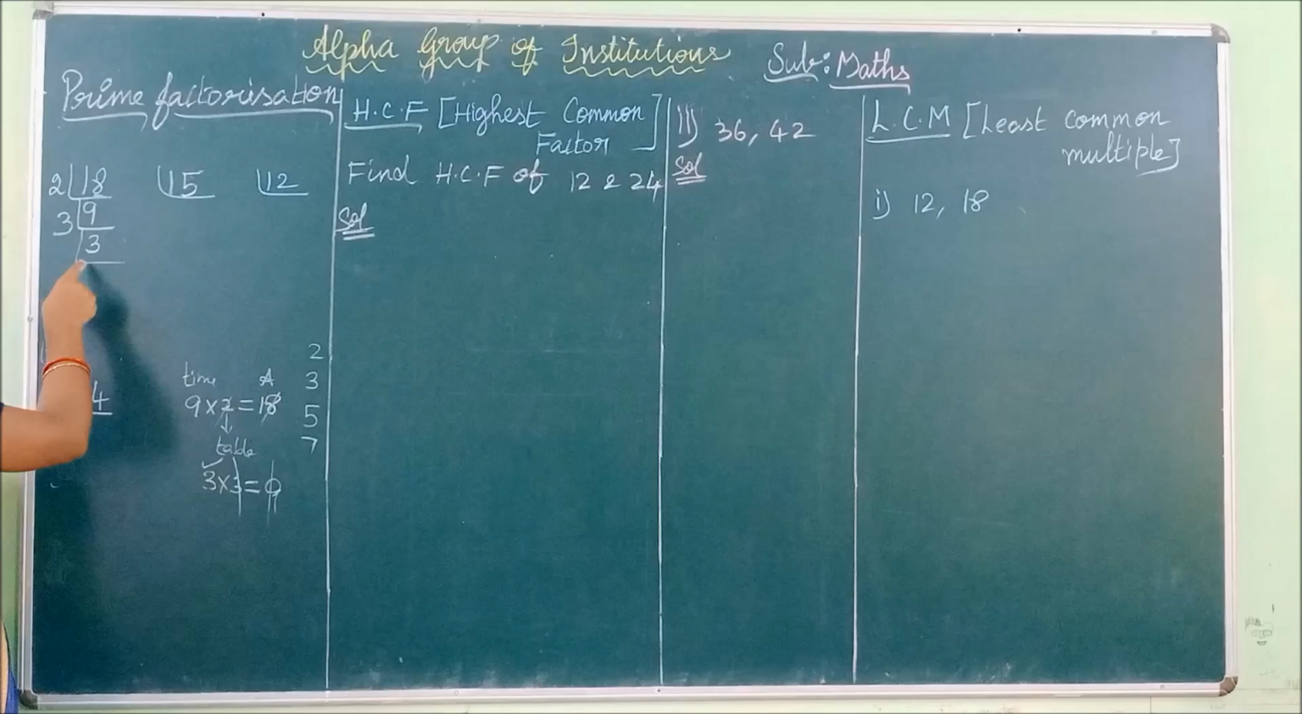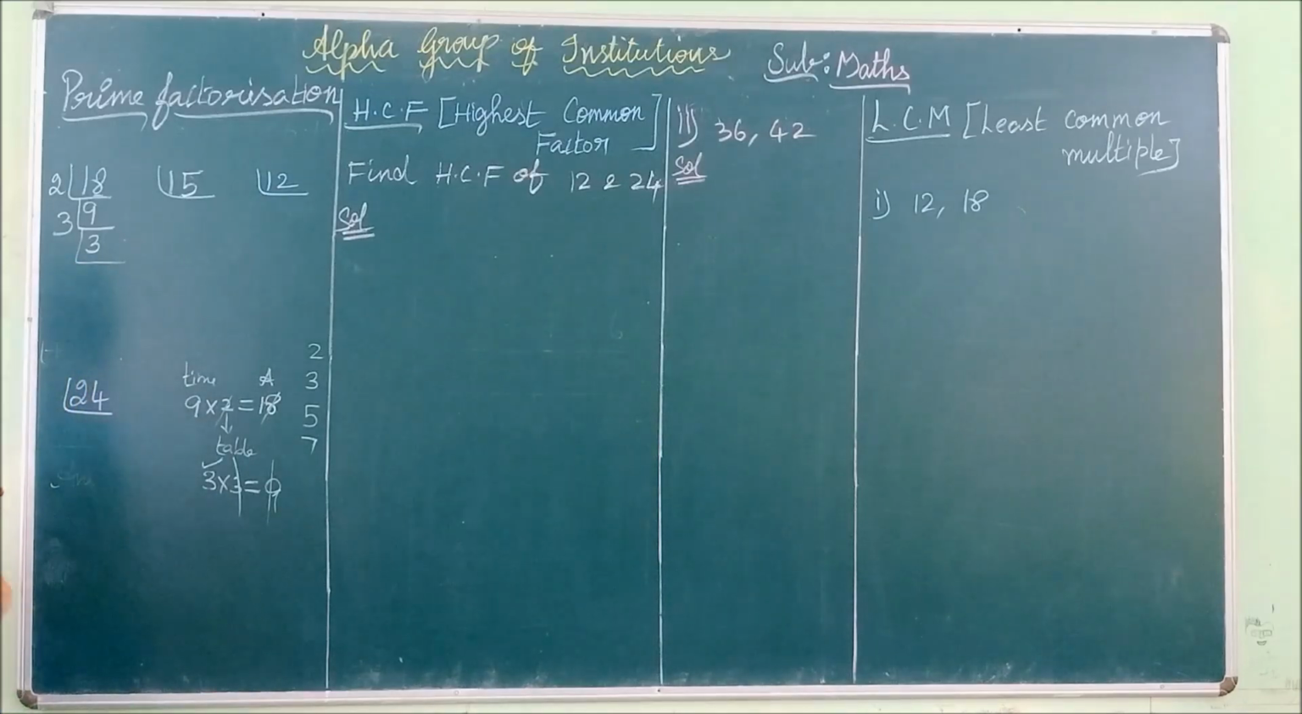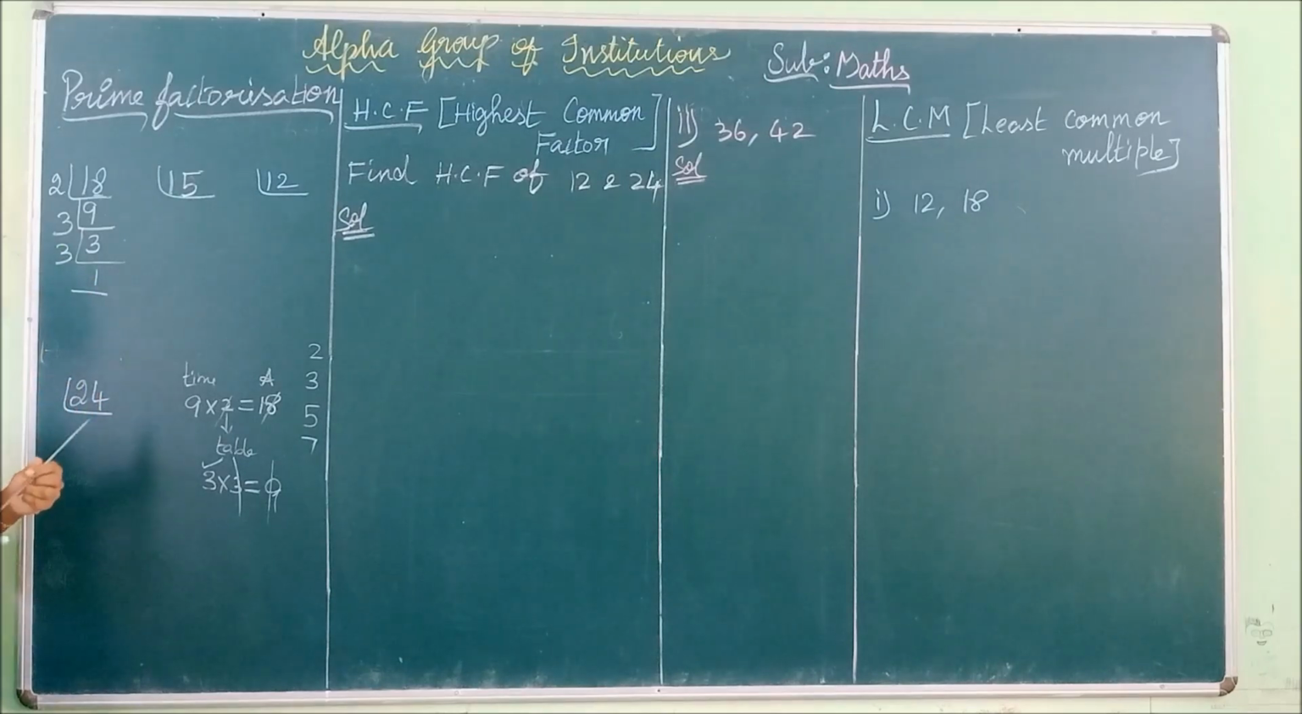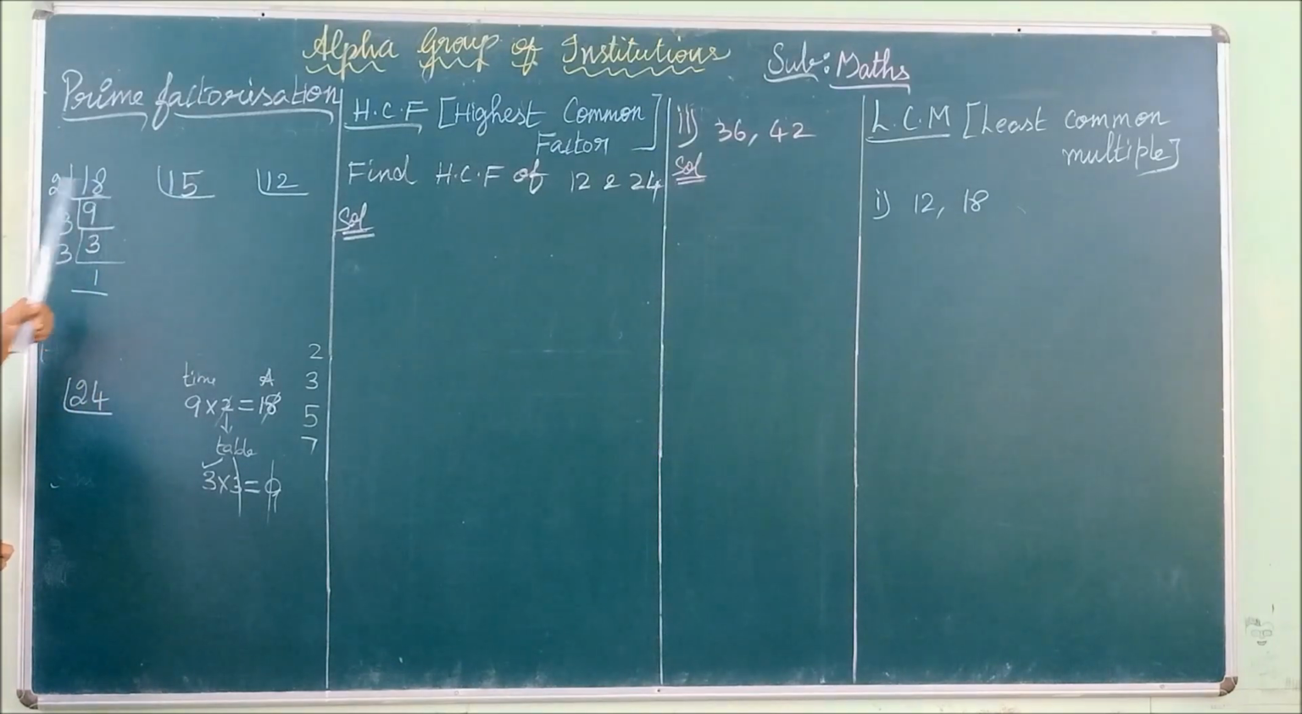So all the prime numbers are divisible by themselves only. So divide 3 by 3. So 1 time. Thus we have factorized 18 as 2 into 3 into 3.